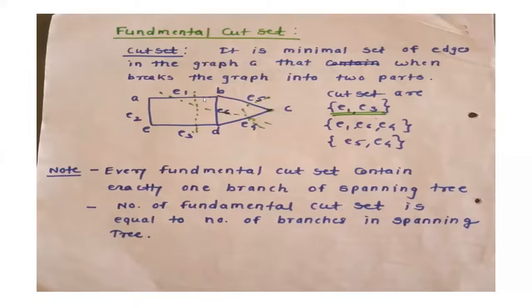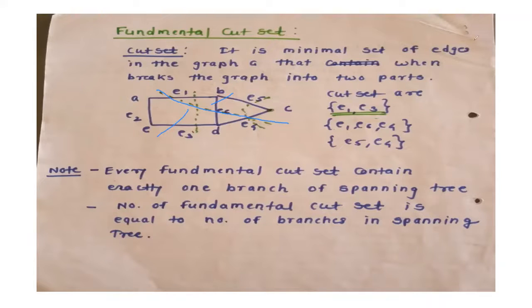See here for this graph. Whenever we cut the graph like this, the graph is disconnected into two parts. This is one part and this is the second. The edges E1, E6, E4 form one cut set.